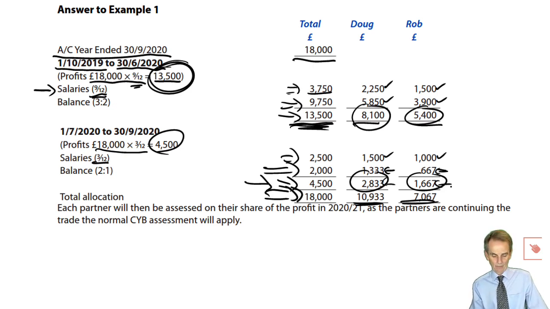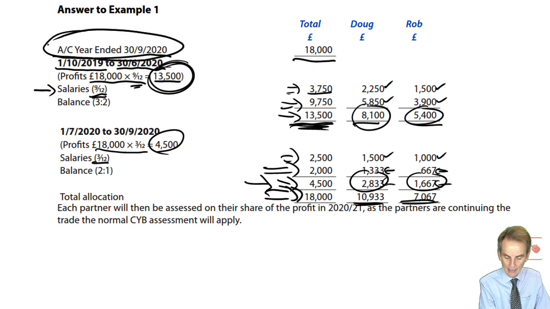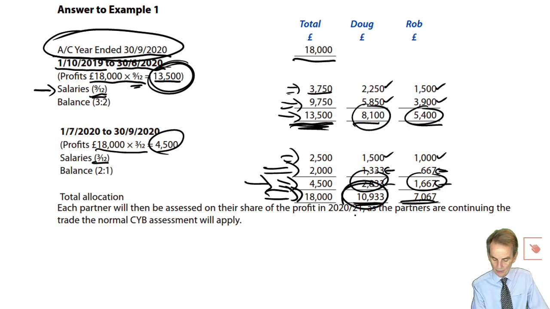What does that tell you? It tells you that for the accounting year ended 30th of September 2020, Doug has made a tax-adjusted trading profit of £10,933 and Rob £7,067.